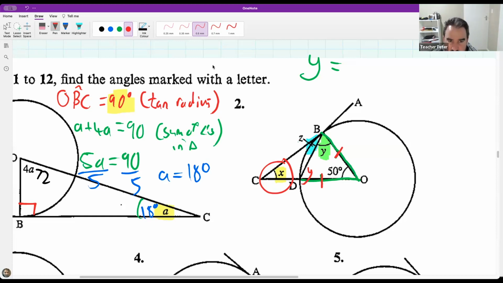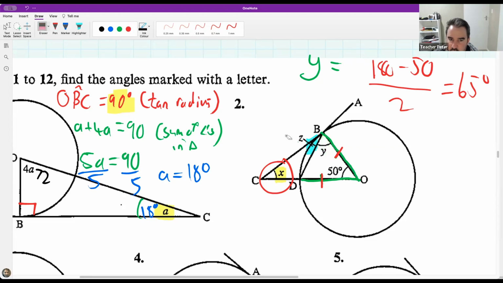So if I look at the chat here, Dylan has said 180 minus 50, then divide by 2. And then Callan has said, can't we just do the sum of triangles? So you guys are all saying the same thing. So if I do that and then I divide by 2, I would get 65. Okay, so let's go with 65.